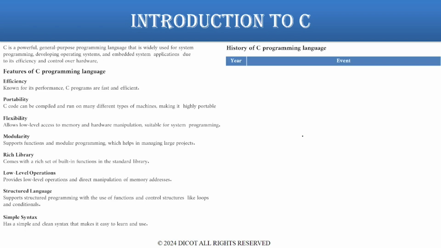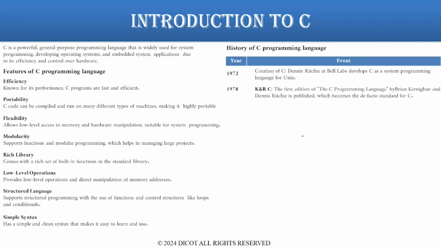Now let's see the history of C programming language. Year 1972, creation of C. Dennis Ritchie at Bell Labs developed C as a system programming language for Unix. 1978, K&R C: the first edition of The C Programming Language by Brian Kernighan and Dennis Ritchie is published, which becomes the de facto standard for C.